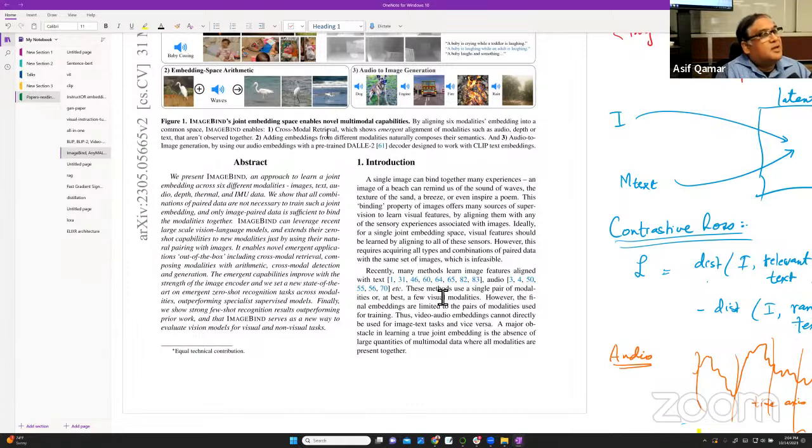You can use it for classification tasks. Suppose I have the chirping of a bird and the bark of a dog, and I want to classify it between birds or dogs. I claim that the moment you have this embedding, you don't need to train a classifier, an audio classifier, at all. You can actually use this joint embedding to do the classification. How can I do that?